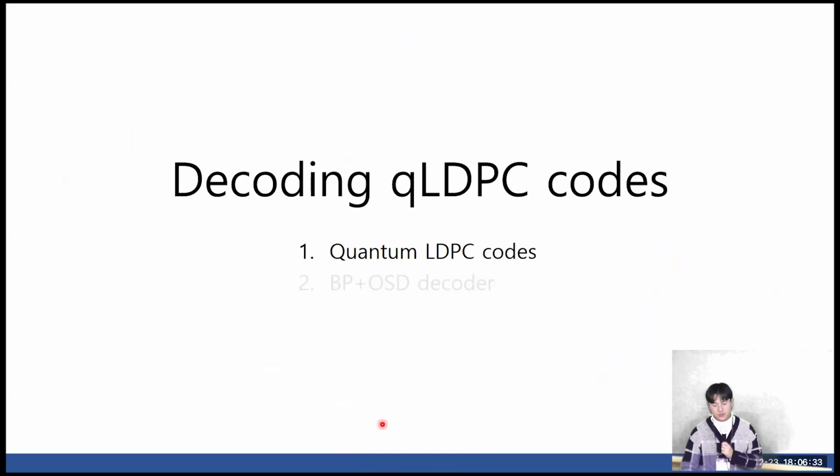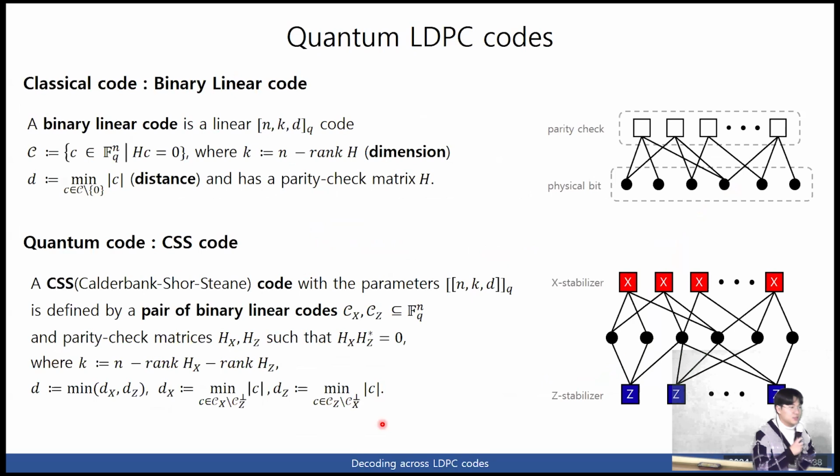Okay, we'll go to how to decode QLDPC codes. Before moving on to QLDPC codes, we give a formal definition of the error correcting codes. All the classical codes are binary linear codes, which are defined right here. The dimension of the classical code is given by the rank of the parity check matrix, which means if we have a low rank or low density parity check matrix, we have more dimension, which means a logical qubit can represent lots of states. And the distance is defined as the minimum distance of the code words. And in the quantum code, you can see right here, the parity check matrix HX and parity check matrix HZ are orthogonal. And the other parameters are defined as follows.